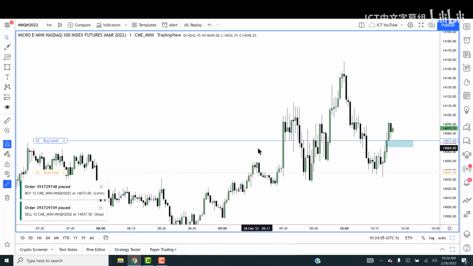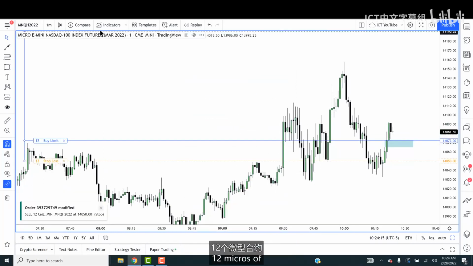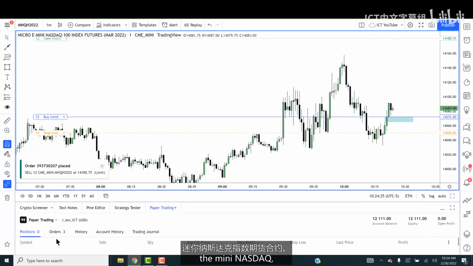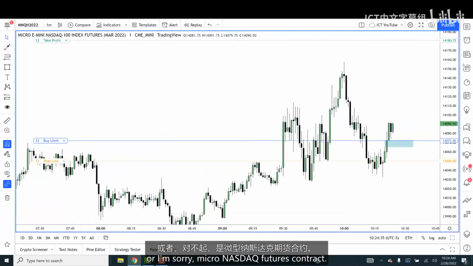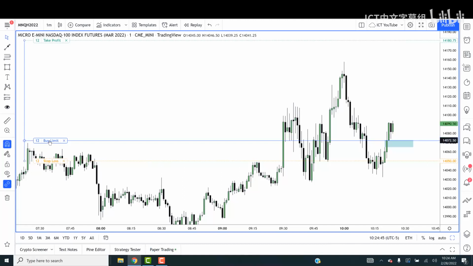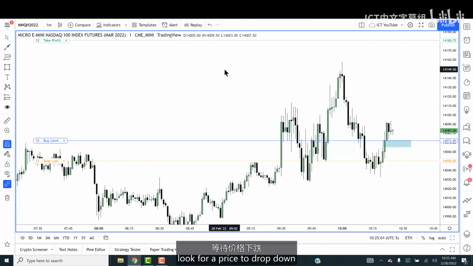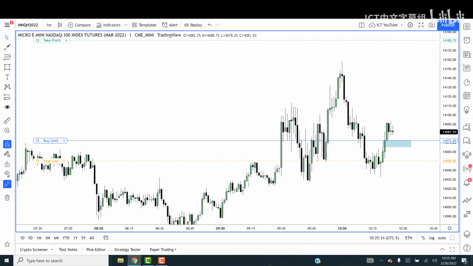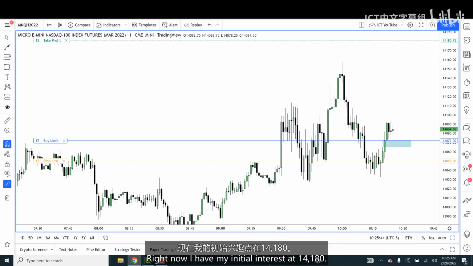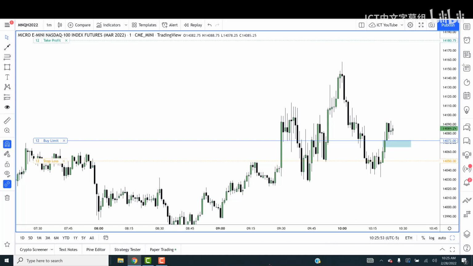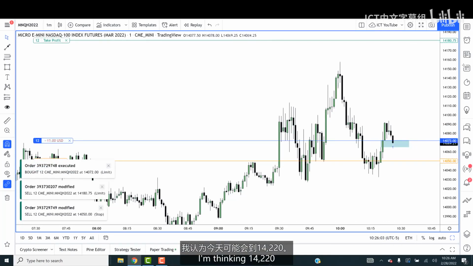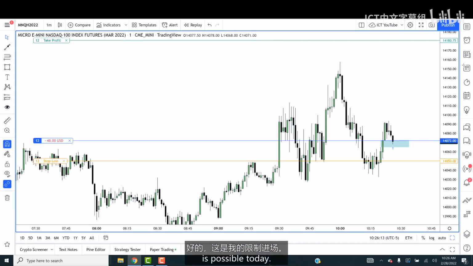So I'm going to go long here, 12 micros of the mini NASDAQ, or I'm sorry, micro NASDAQ futures contract. I'm going to look for price to drop down into that fair value gap and look for a run above 14,160. Right now I have my initial interest at 14,180. I'm thinking 14,220 is possible today. All right, there's my limit entry.